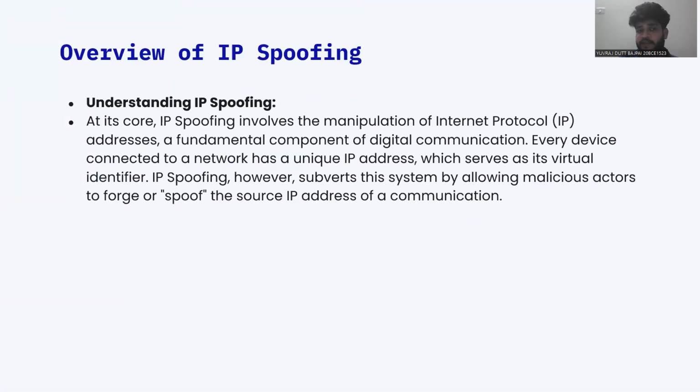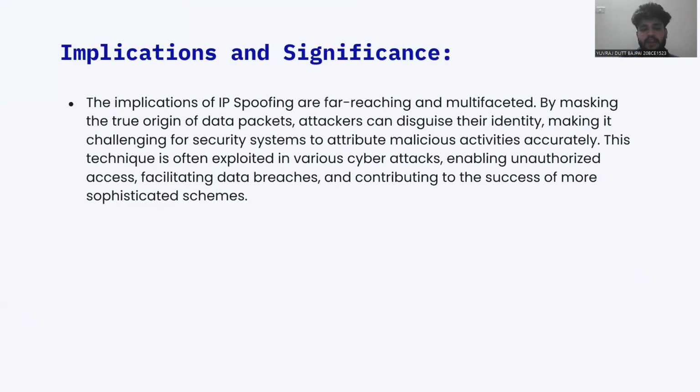Understanding IP spoofing. At its core, IP spoofing involves the manipulation of Internet Protocol, that is, IP addresses, a fundamental component of digital communication. Every device connected to a network has a unique IP address, which serves as a virtual identifier. IP spoofing, however, subverts the system by allowing malicious actors to forge or spoof the source IP address of a communication. So, the implications and significance.